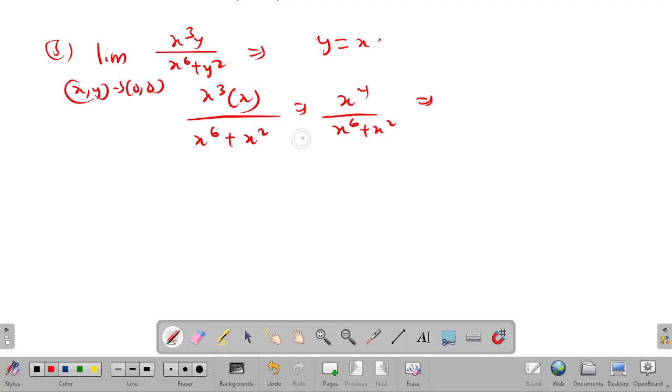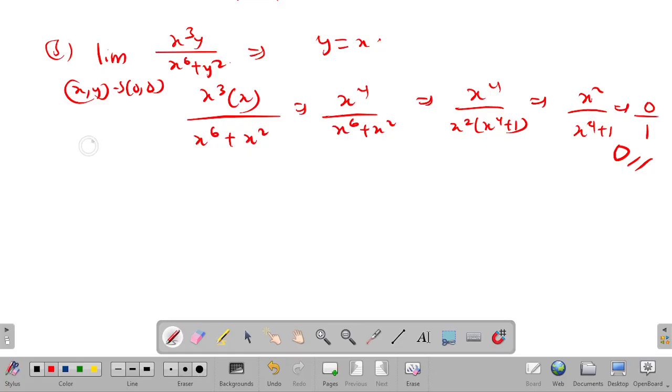So here, what do we do? When x is equal to 0, let's try and simplify this further, okay? So I have this to be x to the power 4 over x squared multiplying x to the power 4 plus 1. So I can divide this. I have x squared over x to the power 4 plus 1. At least I'm going to have 0 over 1. And the answer is 0. You put it down.